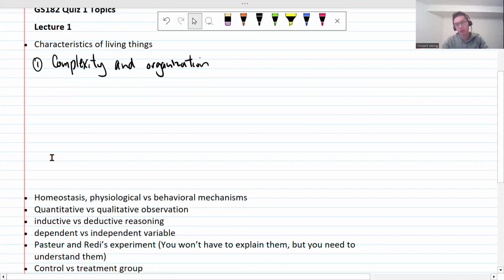For example, symmetry: there's left-right symmetry, and we look at how a seashell has certain geometry associated with it. So that tends to be a characteristic of living things.